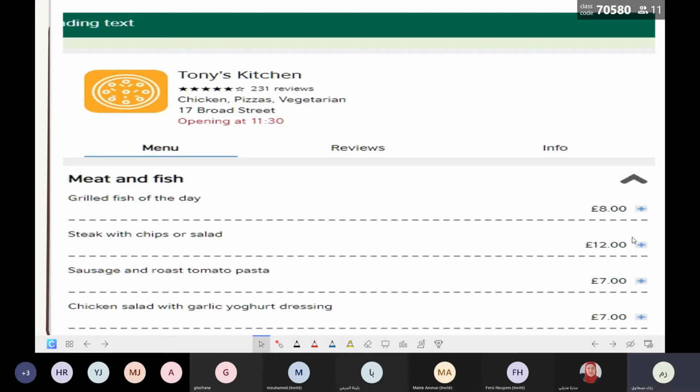I read some here. The first category is meat and fish. For example, grilled fish of the day, £8. Steak with chips or salad, £12. Sausage and roast tomato pasta, £7. Chicken salad with garlic yogurt dressing, £7. Okay, so all of these, they present the types of fish and meat dishes.